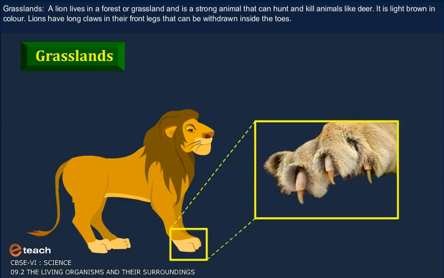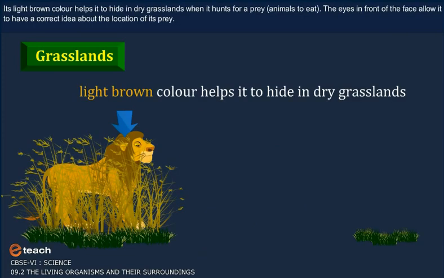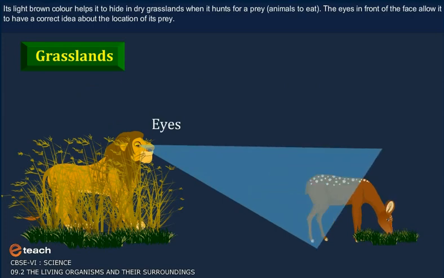Lions have long claws in their front legs that can be withdrawn inside the toes. Its light brown color helps it to hide in dry grasslands when it hunts for a prey animal to eat. The eyes in front of the face allow it to have a correct idea about the location of its prey.